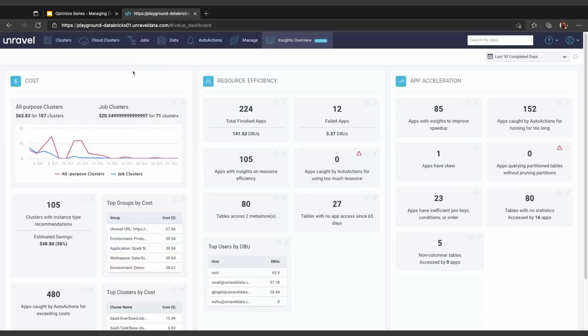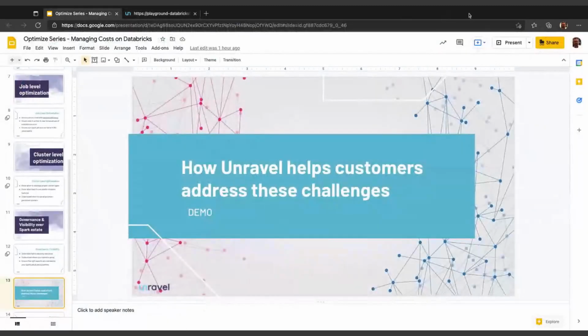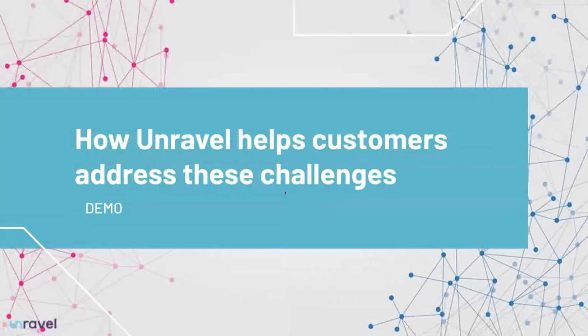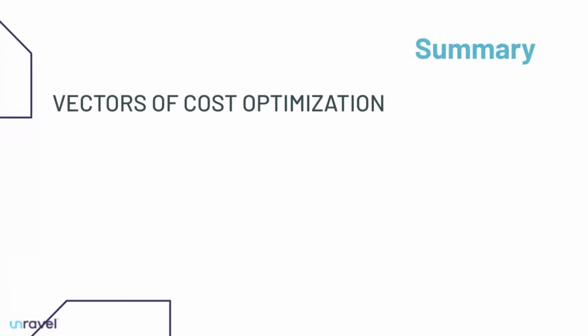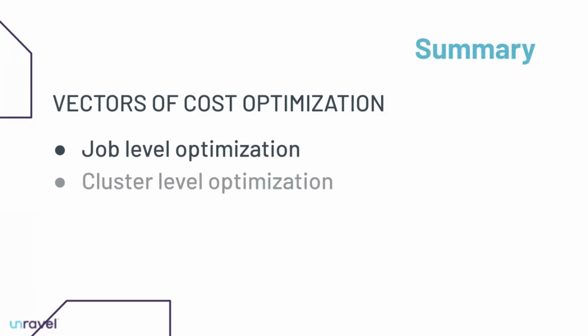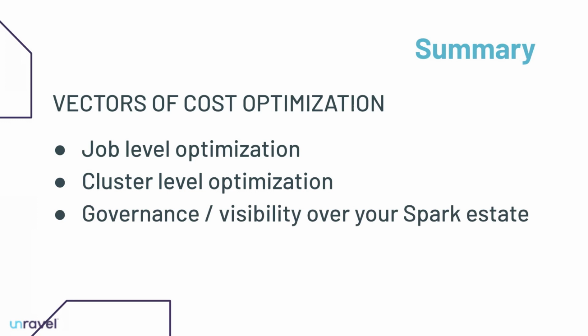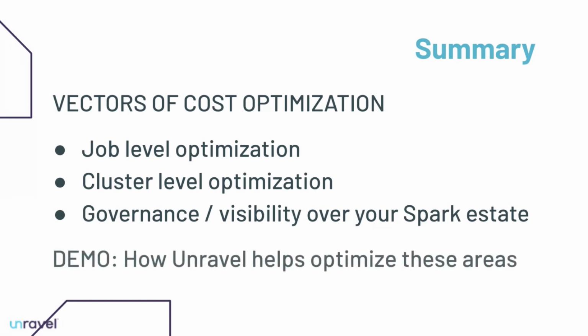So with that said, we've talked about the vectors of cost optimization that occur at the job level, how we can then optimize those clusters based on instance type recommendations. Auto actions that allow us to do that governance, that visibility over our Databricks estate. And we went through a demo showing you the product on where we do that, how we do that.